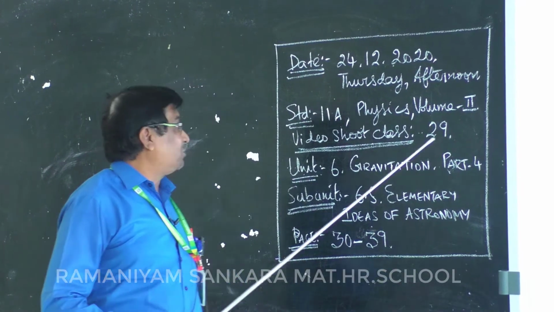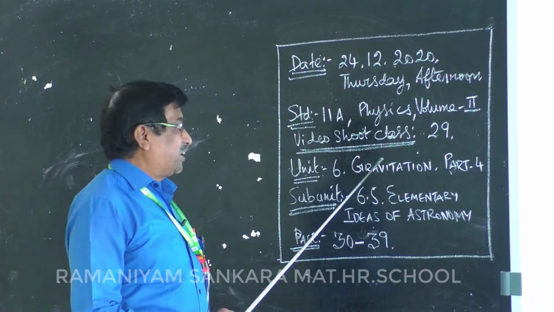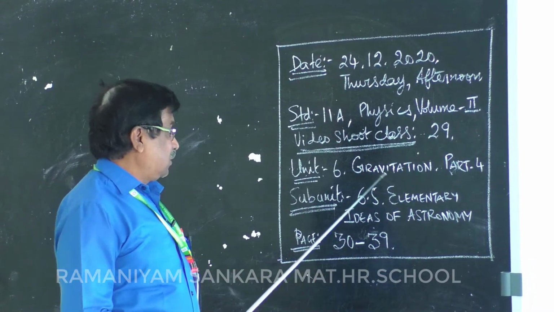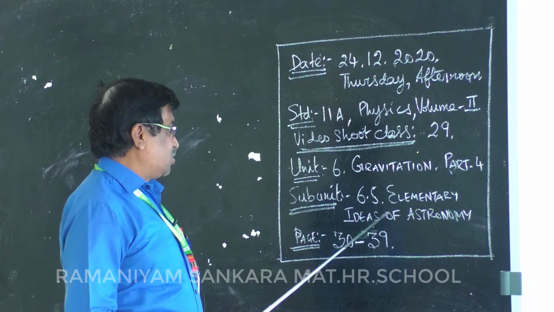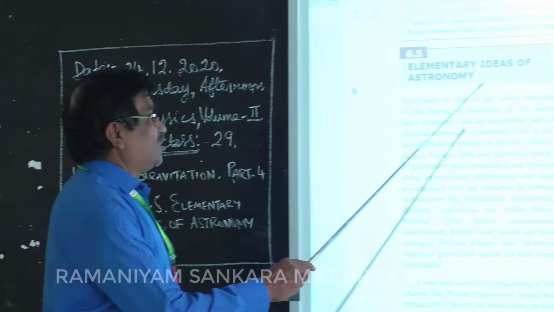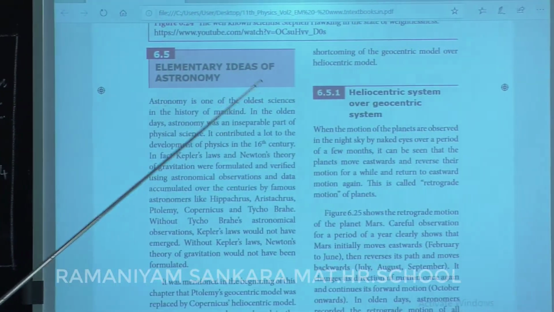Dear students, we go to the 6th unit, gravitation part 4. This is the last part of the 6th lesson. 6.5, elementary ideas of astronomy. We go to page 30. What are the elementary ideas of astronomy? The basic idea. Astronomy means what?